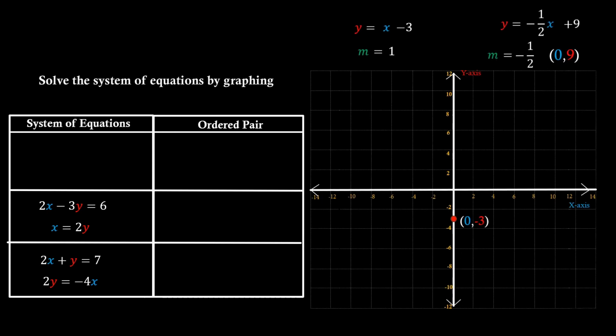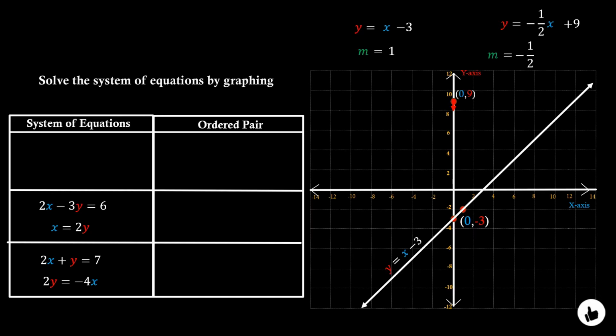So I'll plot the y-intercept (0, -3). Now since the slope is 1, that means the vertical change is 1 and the horizontal change is also 1. We can put a point at that location and draw a line that crosses the two points. That's our line. Next, let's plot the y-intercept for the second equation. Since the slope is negative 1/2, we can go down by 1 and go across by 2. We can place a point there and draw a line that crosses both points.